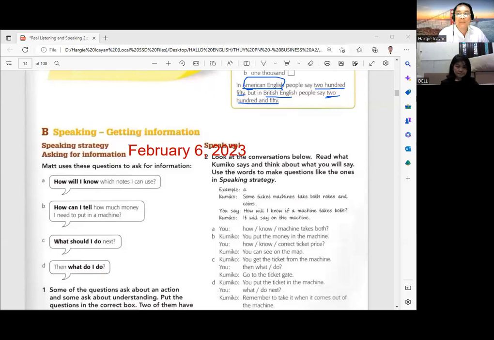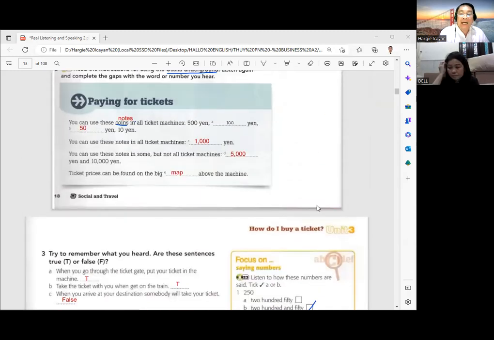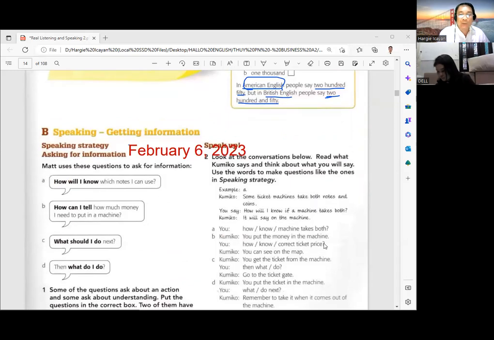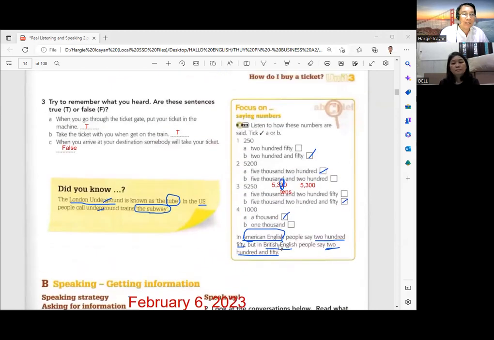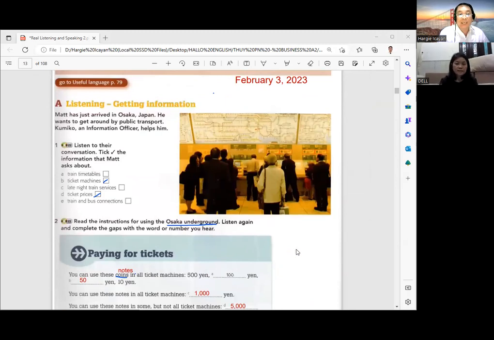Okay. So without further ado, Toy, I'm going to share the presentation so that we can start our lesson. It's a continuation of our lesson last time. It's all about how to buy a ticket, right? We were able to discuss last Friday how we can buy a ticket, especially riding a train, a tram, or a subway.